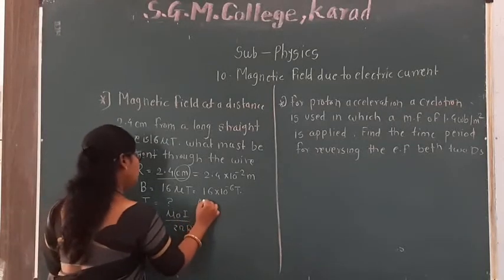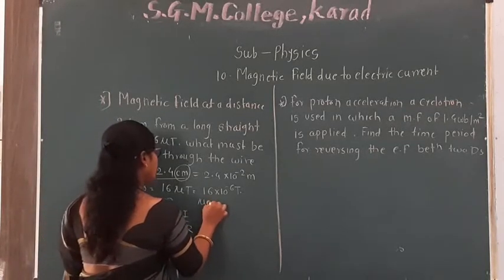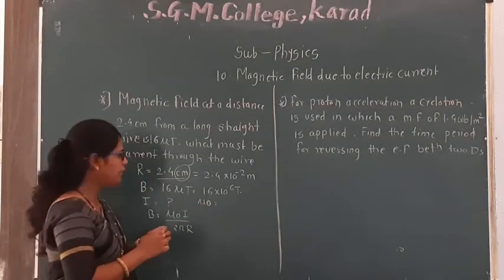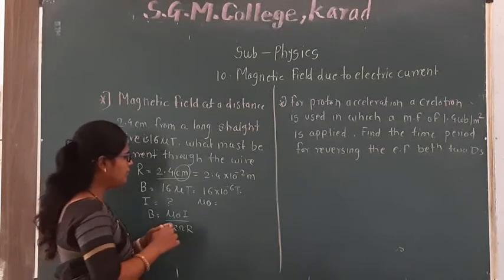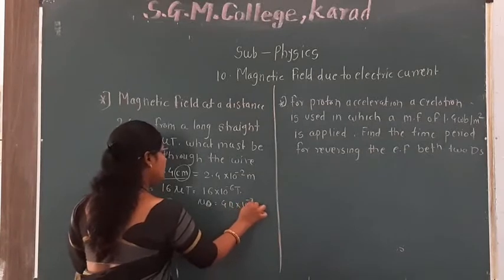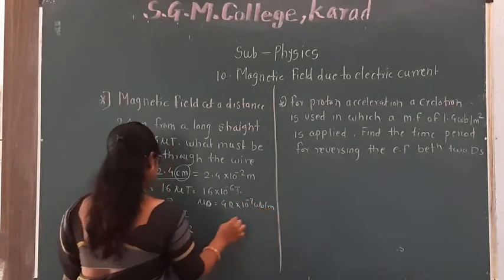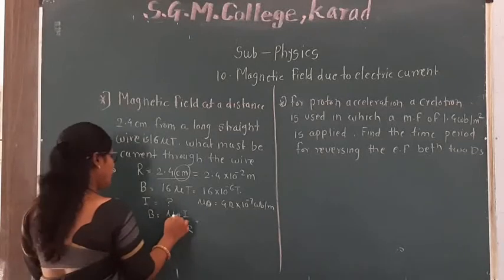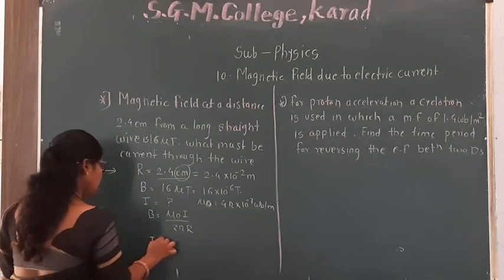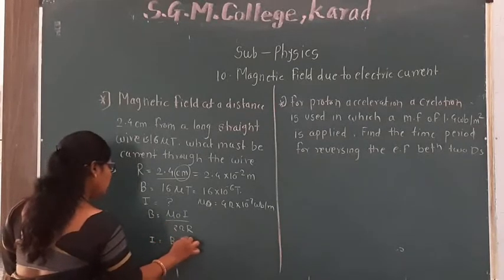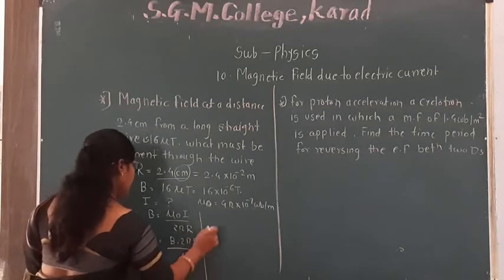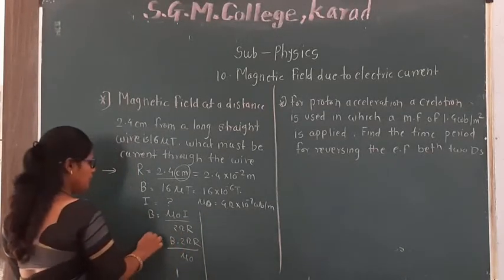Mu 0's value is also given in the exam. If it is not given, then we have to memorize this value: 4 pi into 10 raised to minus 7 Weber per meter. Now substitute the values. We convert the equation into the form I is equal to B 2 pi R upon mu 0. This is a simple example, so we can easily calculate without the log table.